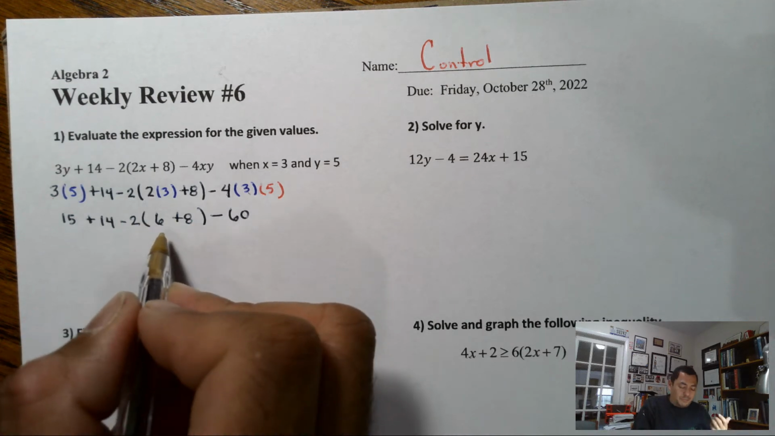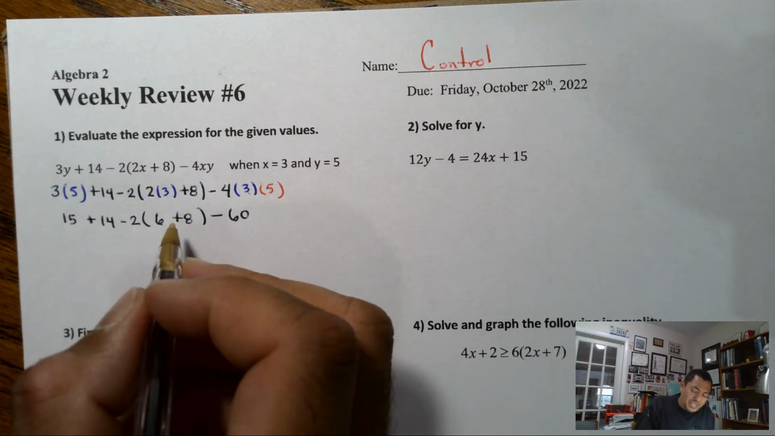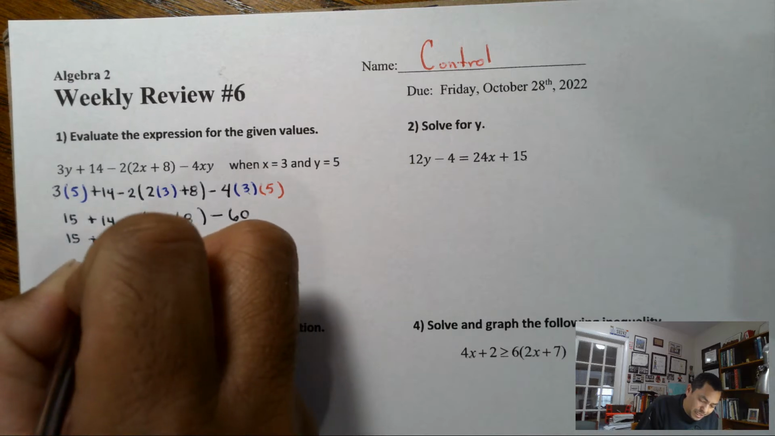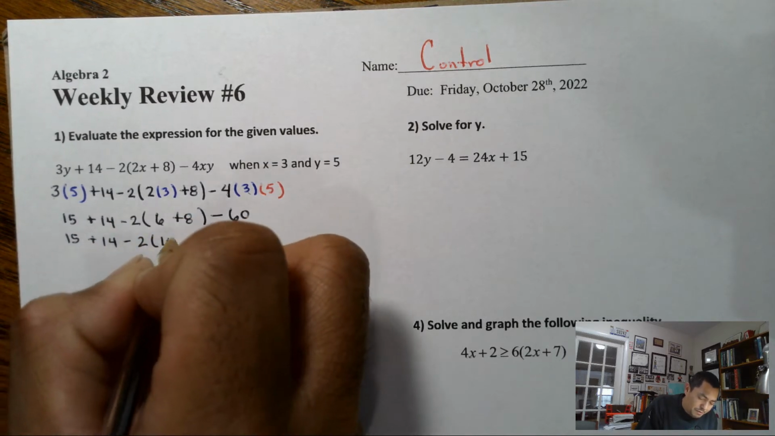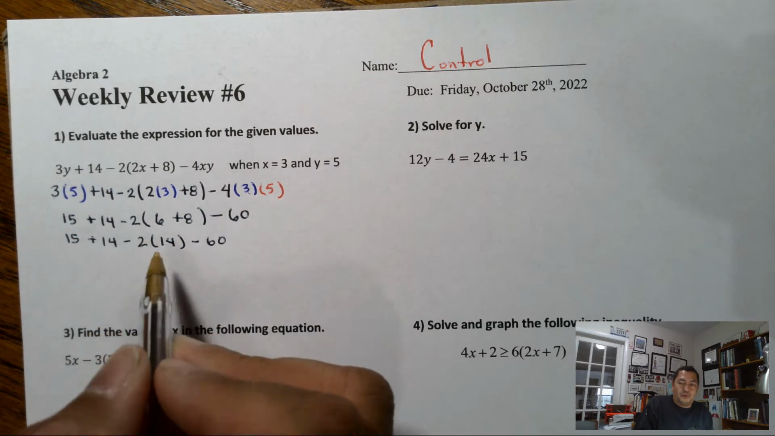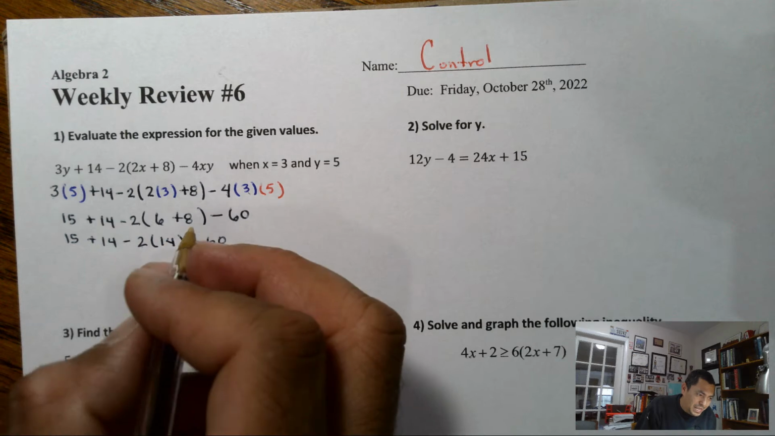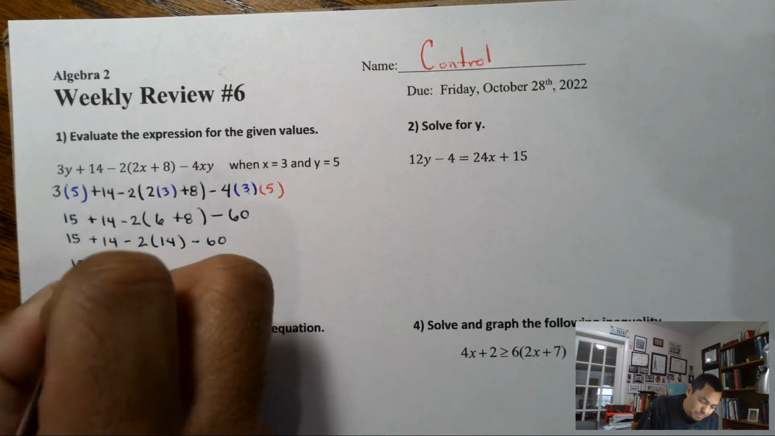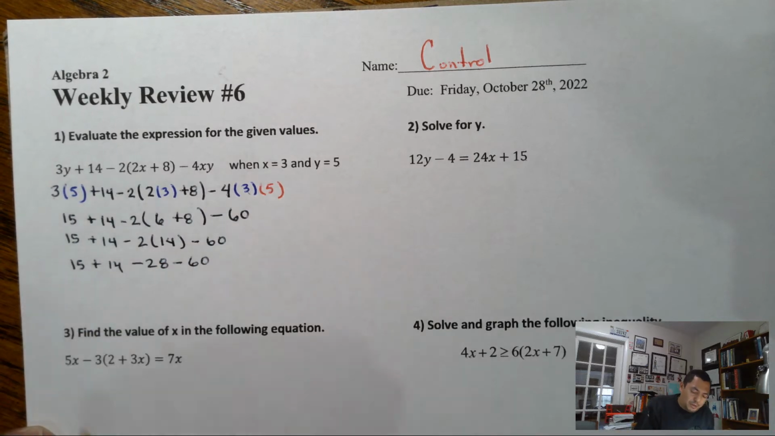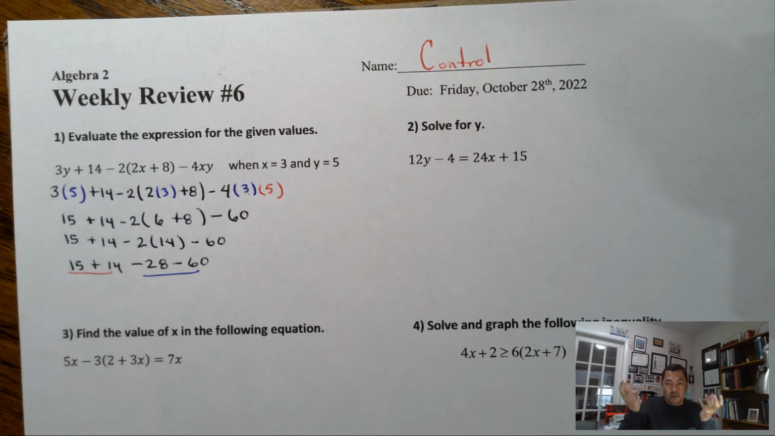We solve what is inside the parentheses. I have 6 plus 8 is 14. I rewrite everything. 15 plus 14 minus 2 times 14 minus 60. And then multiply 2 times 14, or negative 2 times 14, which is negative 28. 15 plus 14 minus 28 minus 60. I'm going to add 15 and 14, and negative 28 minus 60. Those are the numbers with the same sign. 2 positives, 2 negatives, we add them together.